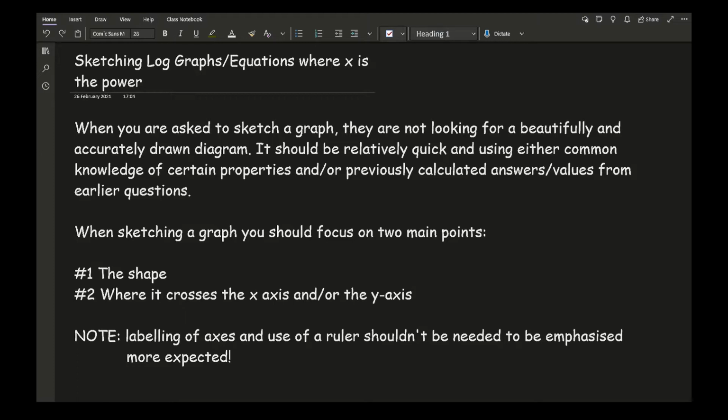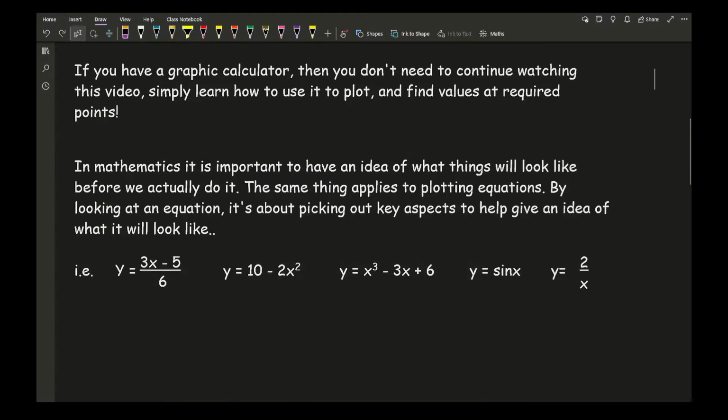Now, when sketching a graph, you should focus on two main points. The first one is the shape of the graph, and the second is where it crosses the x and or the y axis. Note that labeling the axes and use of a ruler shouldn't need to be emphasized, more expected. Now, if you have a graphic calculator, then you really don't need to continue watching this video. Simply learn how to use it to plot the equation and find values at certain required points. And it's just a case of copying off the screen, identifying where it crosses at certain axes and marking those and labeling. Now, in mathematics, it is important to have an idea of what things look like before we actually do it.